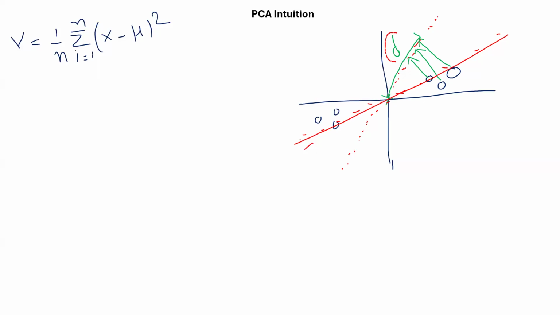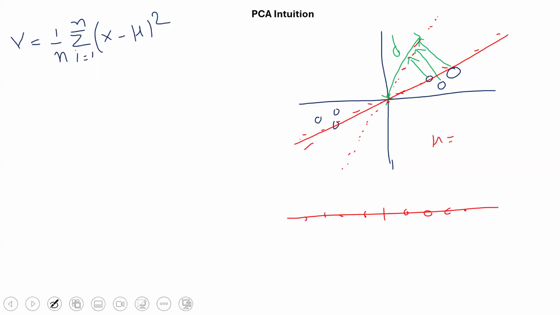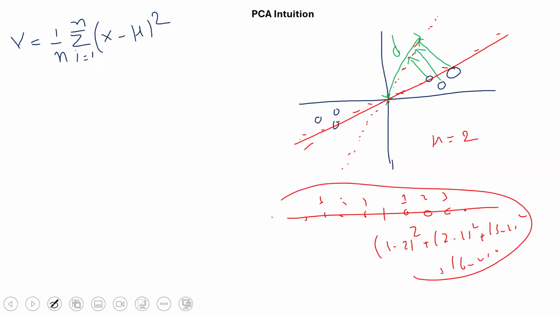You all remember how we calculate a variance, right? So we have multiple points, and if we have mu given as 2, and the points 1, 2, 3, 4, 5, 6, what we have done is 1 minus 2 whole square plus 2 minus 2 whole square plus 3 minus 2 whole square plus 6 minus 2 whole square. Is this not what we have done when trying to find out the variance? Now what is this point?